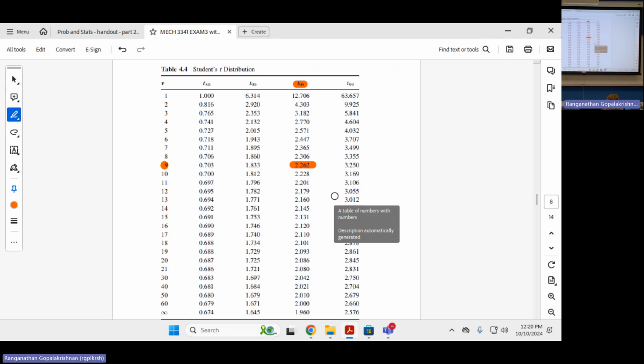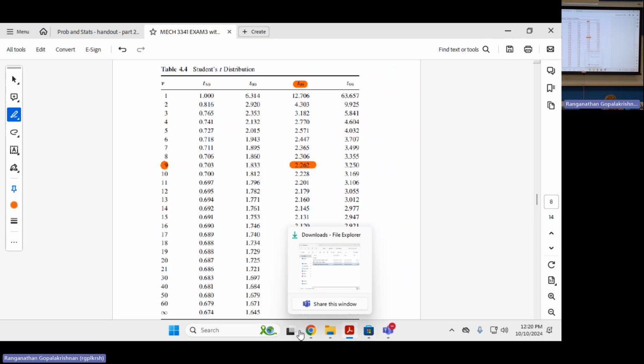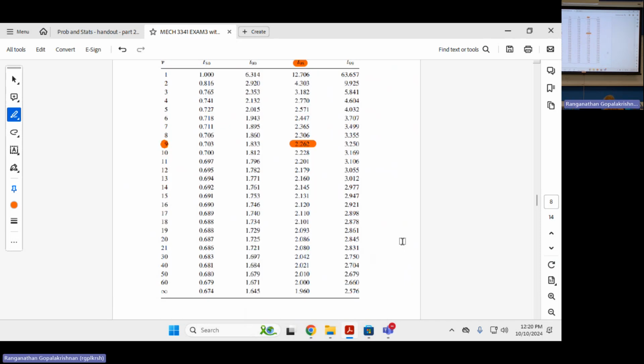The really straightforward question. If you are able to read this chart, you're done. Okay? 2.262. Okay, so hopefully that was clear. Can I move forward? Is it okay? Right.